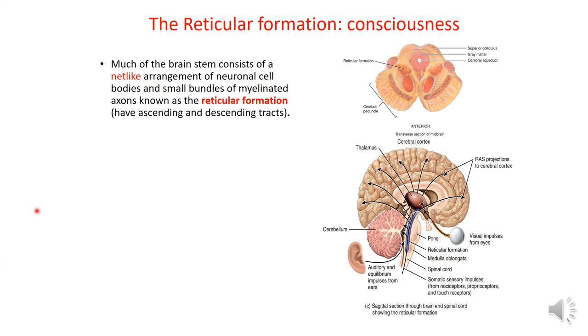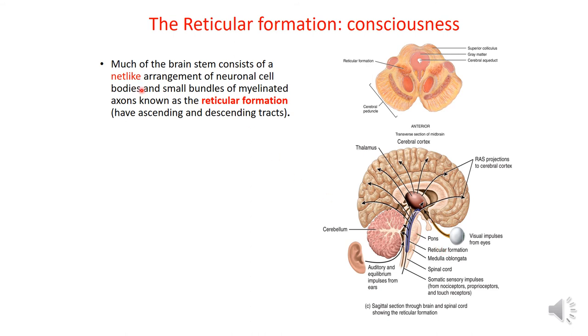The reticular formation and consciousness. We have here a group of neurons distributed between the pons and the medulla oblongata. This group of neurons is known as the reticular formation. These neurons have inherent, intrinsic activity. They form a network of neurons, and this network sends signals to the thalamus, and then the thalamus sends impulses to the whole cerebral cortex. So they are going to activate all the cerebral cortex.